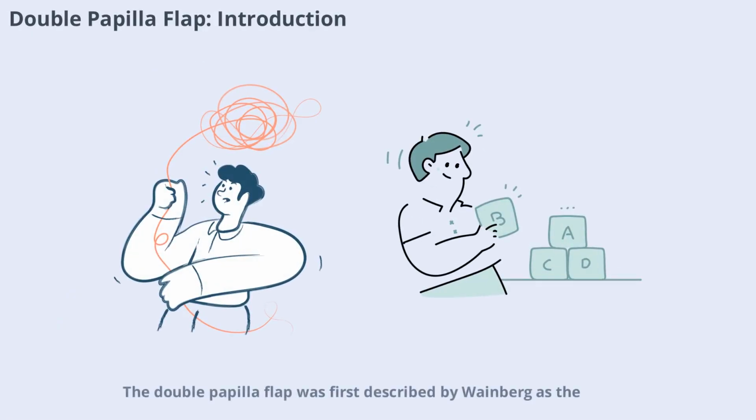The double papilla flap was first described by Weinberg as the double lateral repositioned flap and later refined by Cohen and Ross. This technique is designed for cases where the interproximal papillae adjacent to the mucogingival problem are sufficiently wide and the attached gingiva on an approximating tooth is insufficient for a lateral pedicle flap. The double papilla flap offers a unique solution for specific clinical situations. Let's explore its indications next.